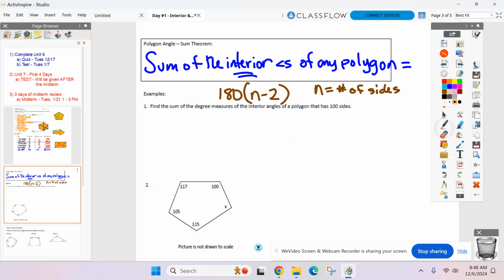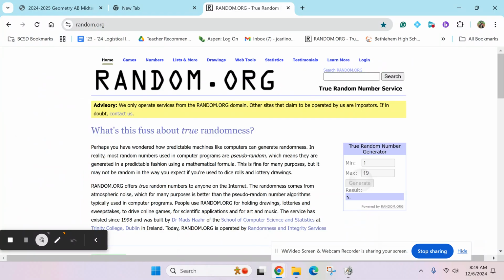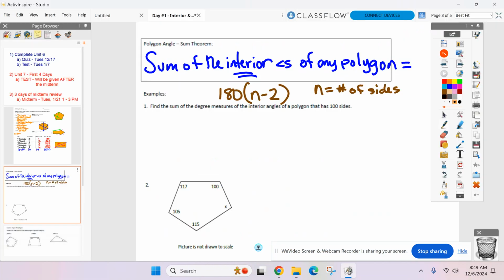All right, let's try to use it now. Find the sum of the interior angles of a 100-sided figure. Juliana, back to you. Let's use our formula now. 180, and what's my n value now to plug in? 100 sides, and then I'm going to subtract 2. And there it is. Let me know, Juliana, when you have it. 17,640. Woo! It's a lot of degrees. It's a lot of angles, too. 100 angles.